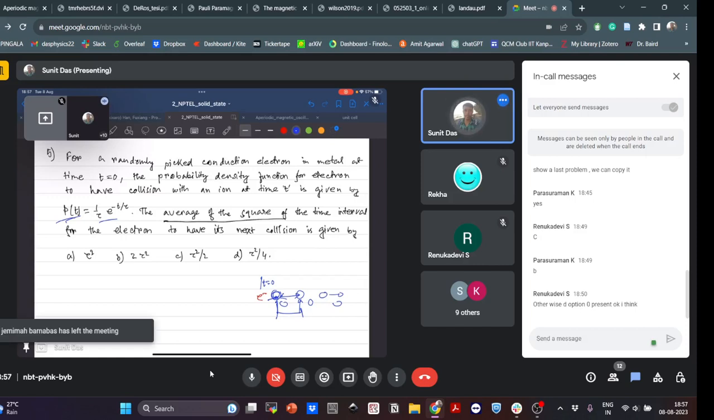We need to find that average of the square. So we need to find initially the time between these two consecutive collisions, and the square of it, then average it, right? Average of the square of the time interval. So this is what we need to find, time square and average of it. Okay, so I think this gives the hint how to find it, right? This is average and this is time square. So try to find out.